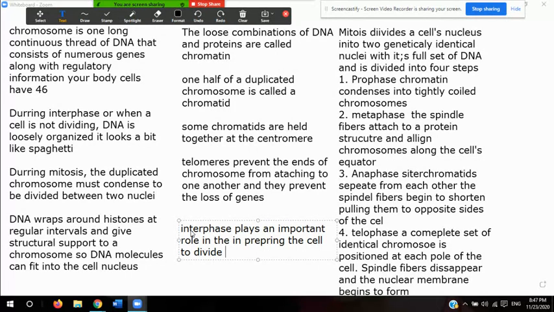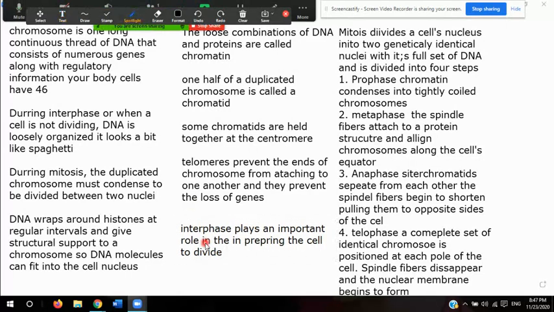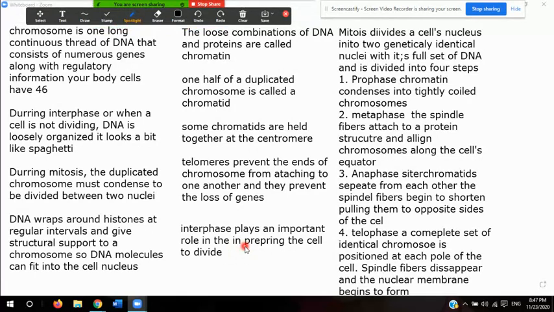That G1 where the organelles increase in numbers, that S phase where the DNA inside the nucleus is being replicated, and that G2 phase, which, as well as the G1 phase, also provides important checkpoints for the cell to remove any possible damaged DNA. So interphase plays that important role in preparing the cell to divide.